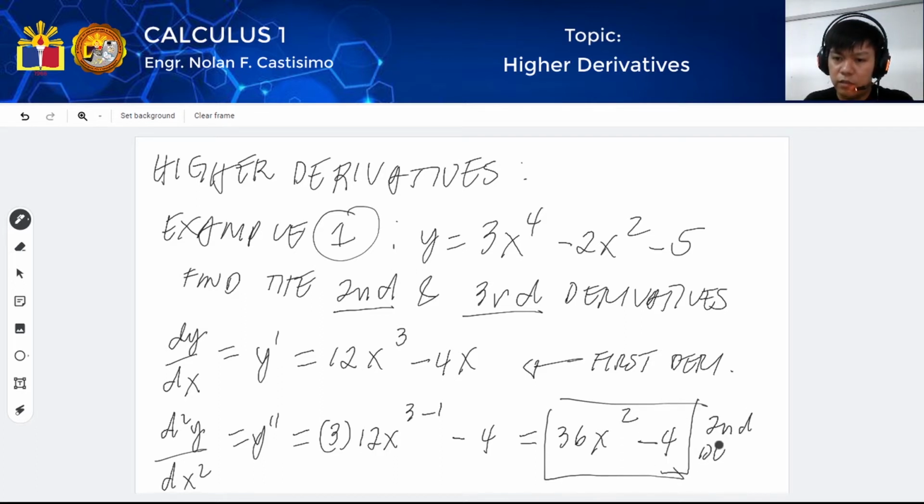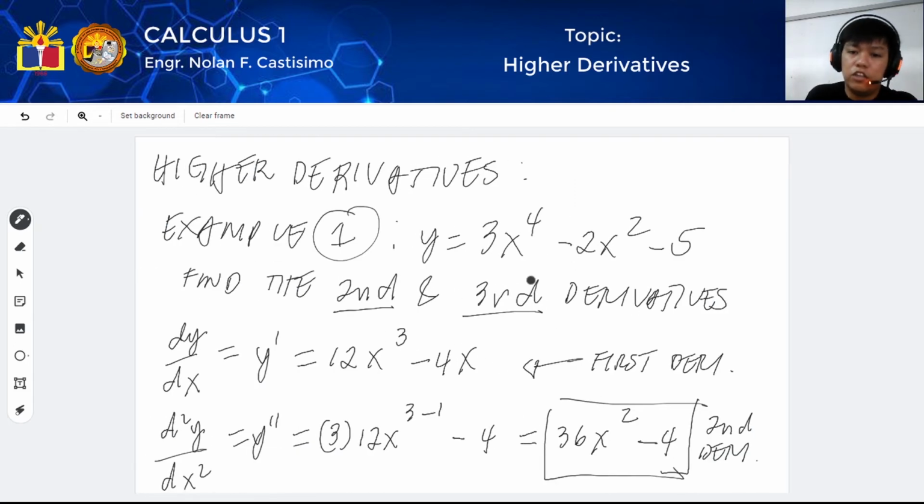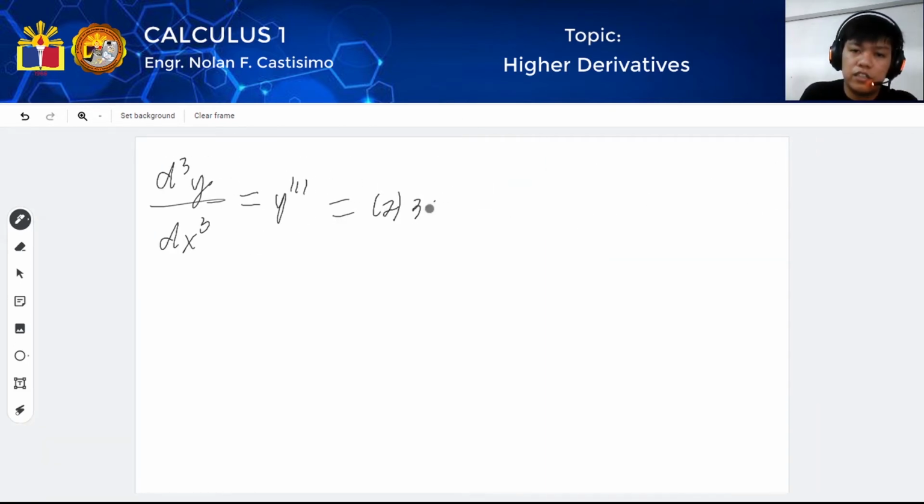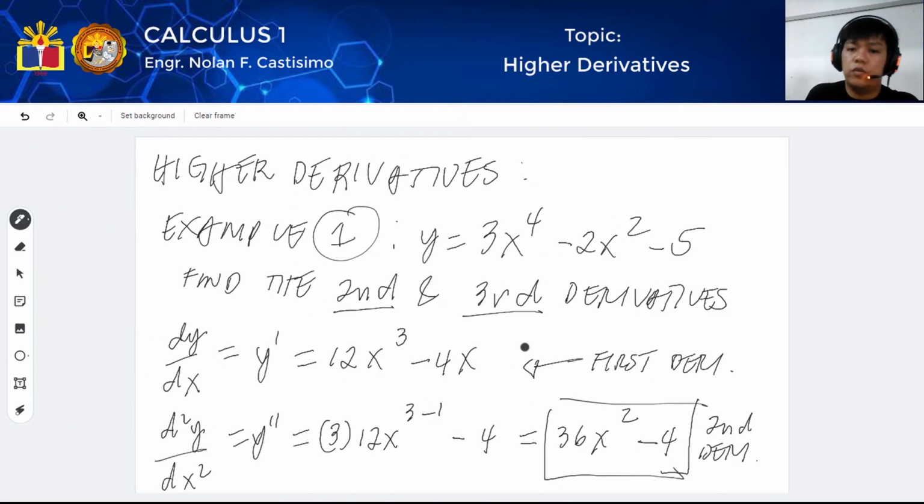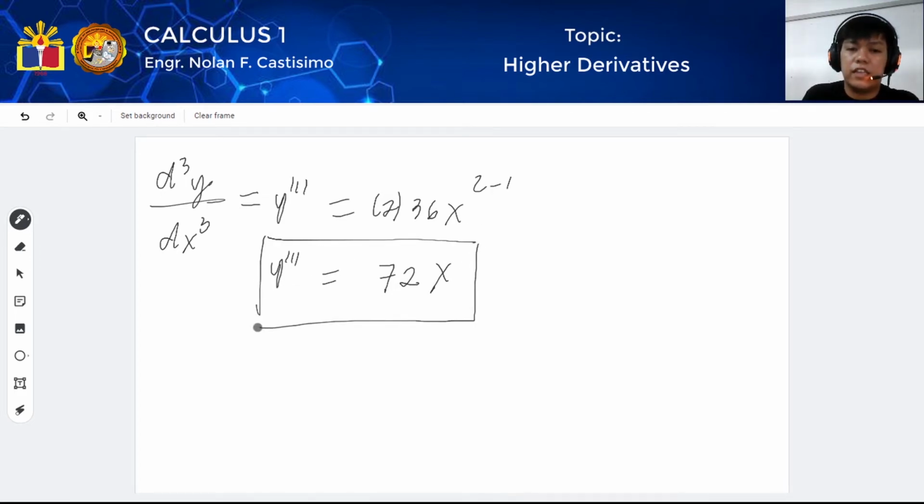So, second derivative. Next, para naman sa third derivative, kukunin ulit natin yung derivative ni second derivative. So, we have d cube y over dx raised to 3 or y triple prime. So, i-derive ulit natin ito. So, we have 2 times 36x raised to 2 minus 1. Okay? So, itong derivative ni 4, which is constant siya, so 0 siya, hindi na natin siya isusulat dito. Okay? So, y triple prime is equivalent to 36 times 2, we have 72. So, 72x na lang kasi 2 minus 1, 1. So, ito na yung ating third derivative.